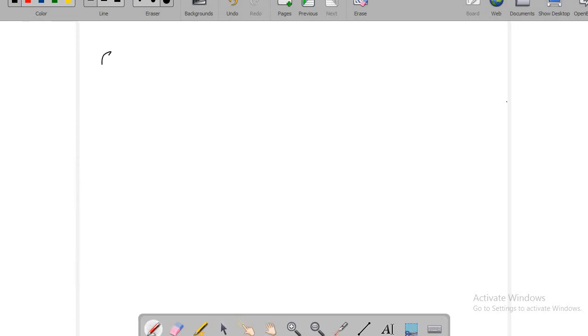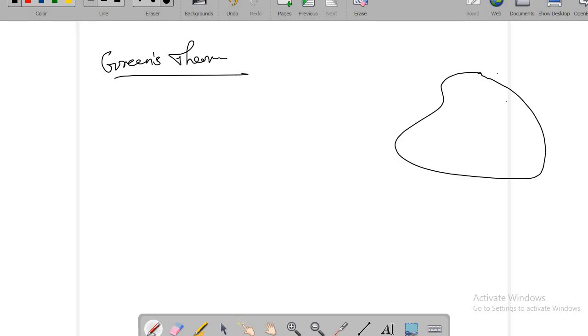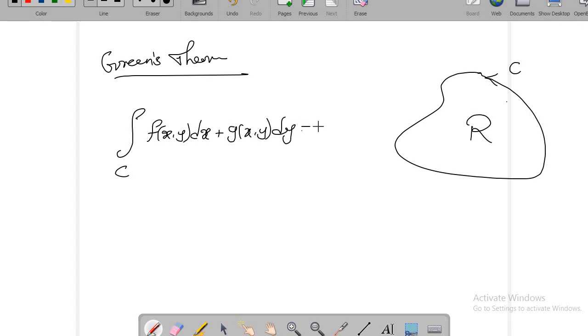So first let us start with Green's theorem. Let's say you have a closed curve, traversed in the anticlockwise direction, which encloses some region R. Then Green's theorem gives us the relation between the double integral and the line integral, and the relation is: integral along C of f of x comma y into dx plus g of x comma y into dy is equal to the double integral over R of dou g by dou x minus dou f by dou y into dA.